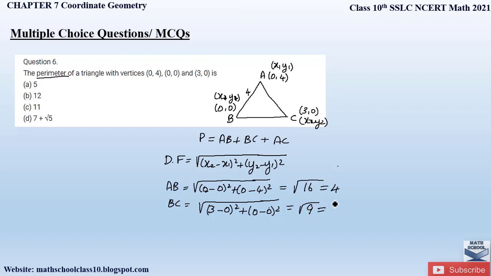So square root of 9 is again 3. BC value is 3. Now what is AC value? To find out AC, again let us assume point A to be x1, y1 and point C to be x2, y2. Applying the distance formula here.